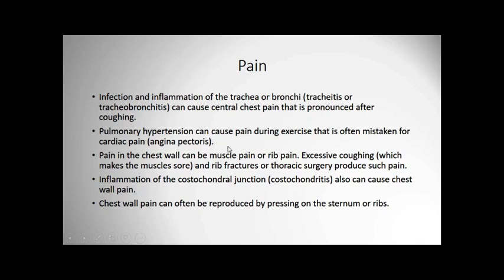Now, the pain can be in the chest wall, for example, muscle pain, rib pain, because of trauma, because of exercise, because of chronic cough that produces soreness in the muscles, rib fractures, thoracic surgery will produce pain in the chest wall. How do we know that the pain is originating from the chest wall? Because compression will reproduce the symptoms. There is a very common condition called costochondritis, which is simply the inflammation of the joints of the ribs with the sternum. If you compress these joints, the pain is going to be reproduced. Movements will also reproduce the pain. So chest wall pain normally can be reproduced by pressing on these joints, pressing on the sternum, pressing on the ribs.